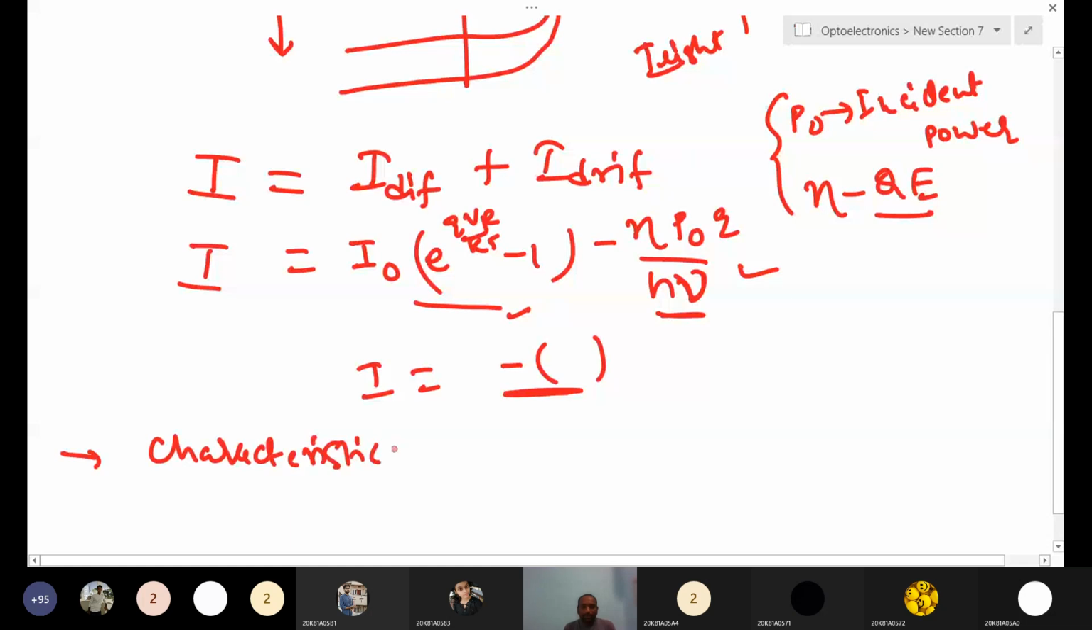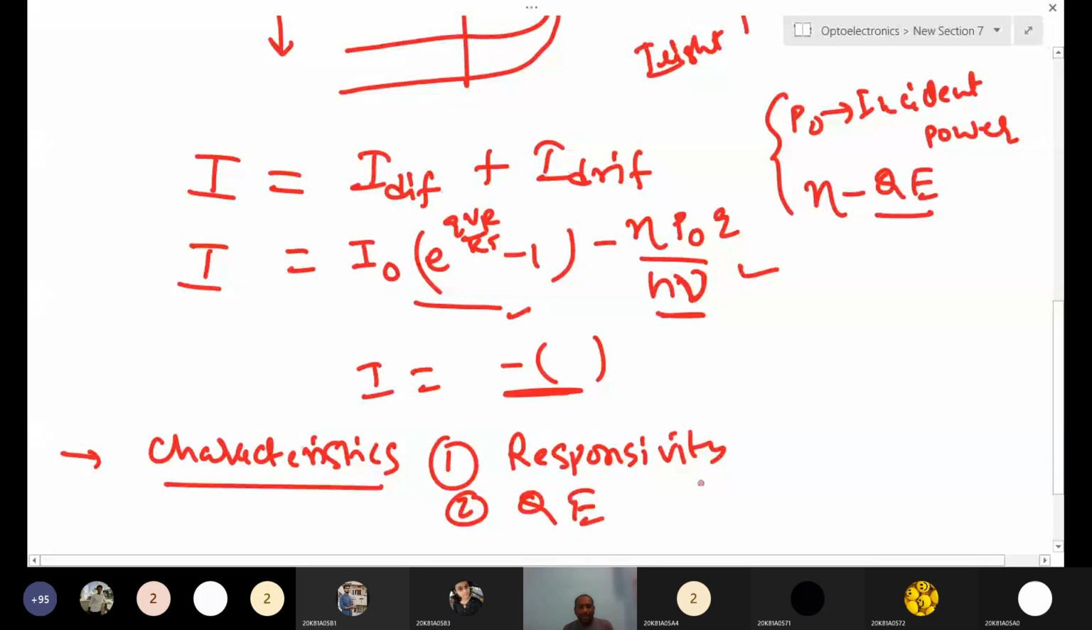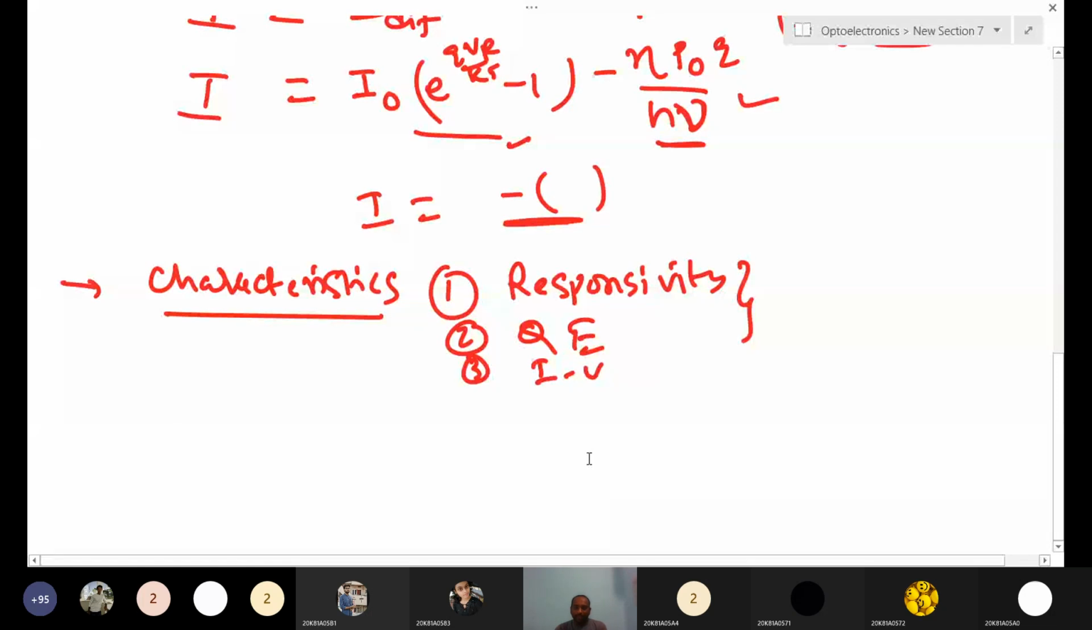The first one is responsivity, which we will discuss tomorrow, and the second one is quantum efficiency. These two are very important, and the third one we have already discussed, which is the IV characteristics. So for any device whose characteristics you want to test, to see whether it is working properly or not, first is the IV characteristics, second is responsivity, and third is quantum efficiency.